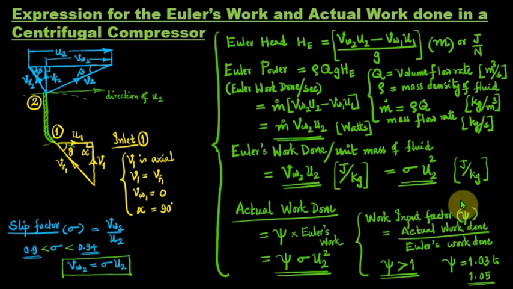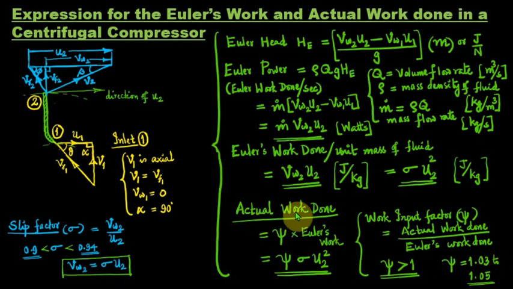Usually it is denoted by psi. What is psi? Work input factor is the ratio of actual work done to the theoretical work done, that is Euler's work done. So actual work done by Euler's work done is equal to work input factor psi, and usually the value of psi is greater than 1. Remember, the slip factor is less than 1, while here work input factor is more than 1, a little above 1. The usual range of values you may expect is 1.03 to 1.05.